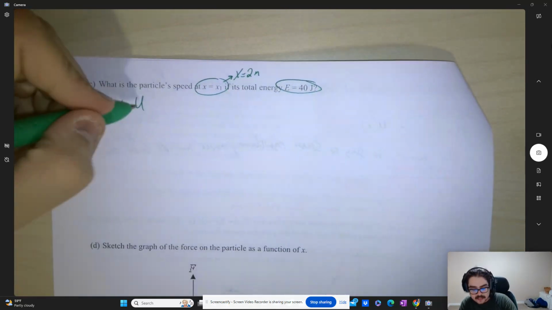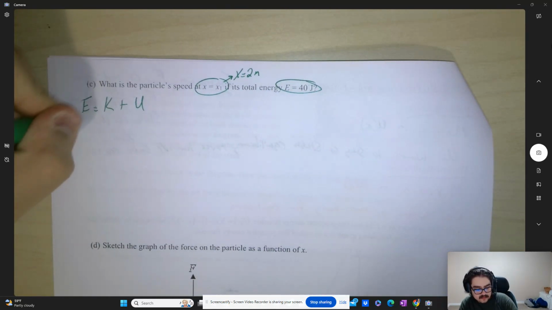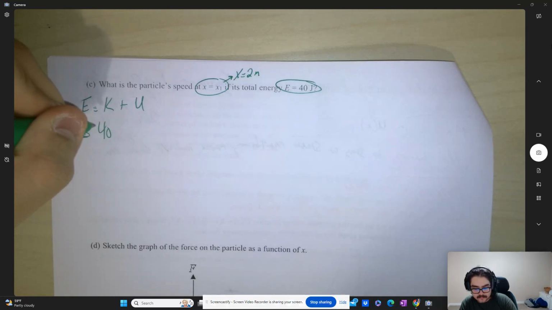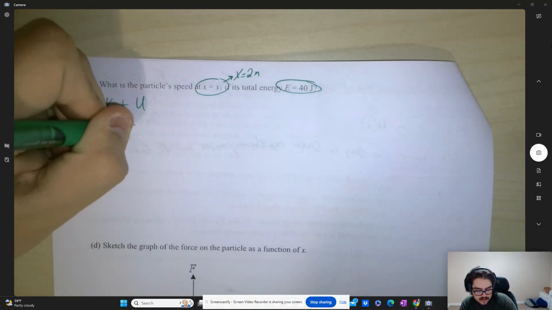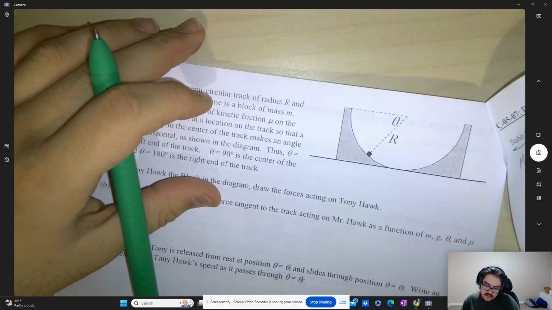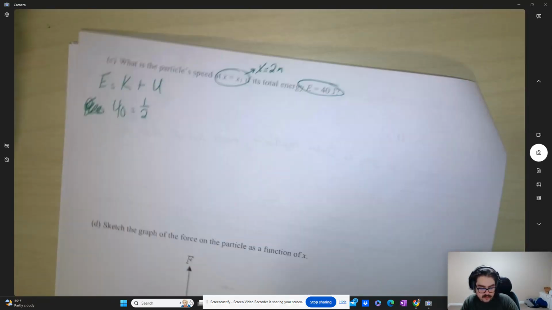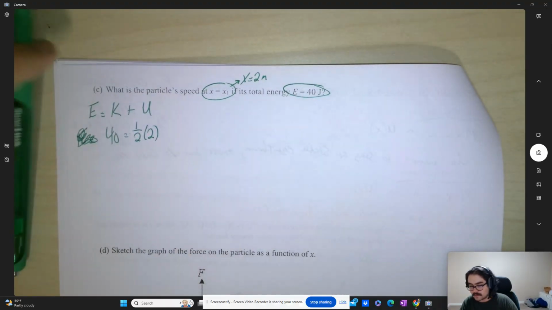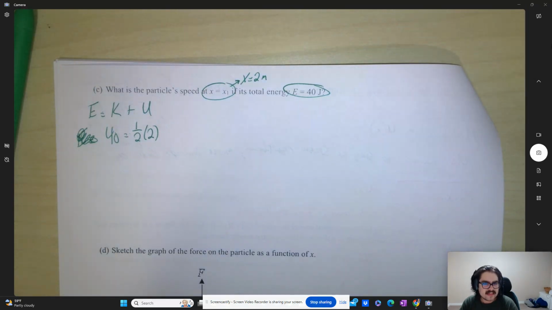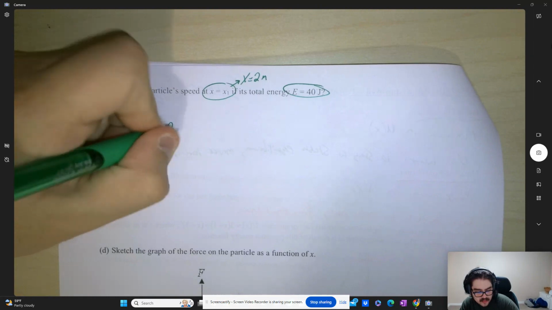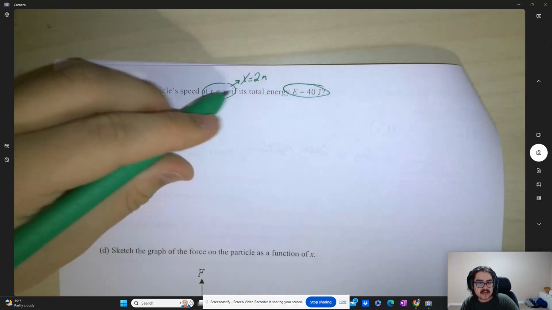So I need to figure out what my potential energy is. Let me scratch that out. My total energy is 40. I set that equal to 1/2 the mass of the particle, which is 2 kilograms, times the velocity of the particle squared. We don't know the velocity; we're trying to figure that out. And then I need to add to that the potential energy at x equals 2.